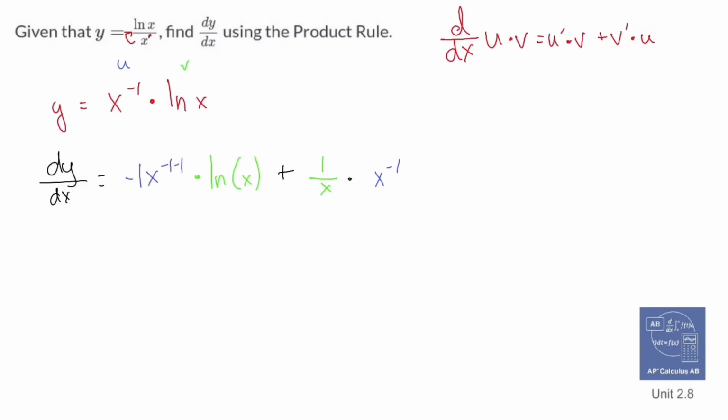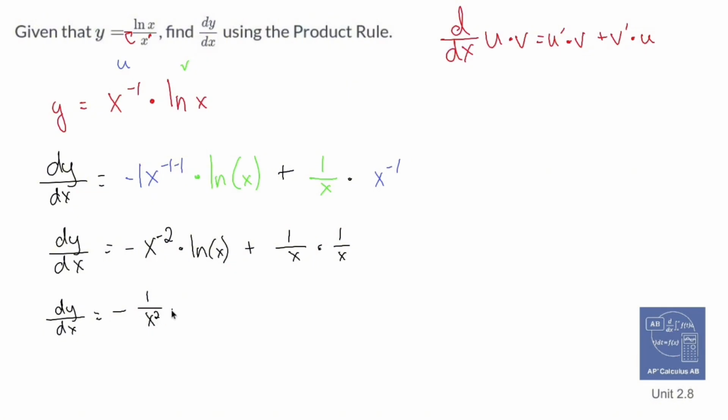Now there's lots to clean up here, and so that's what I'm going to do right now. All right, dy dx is going to equal negative 1, so negative x to the negative 2 multiplied to ln of x. I don't like negative exponents, so I'm going to move x to the bottom: negative 1 over x squared times ln of x, plus, now these are two fractions multiplied together, so 1 times 1 is 1, x times x is x squared.